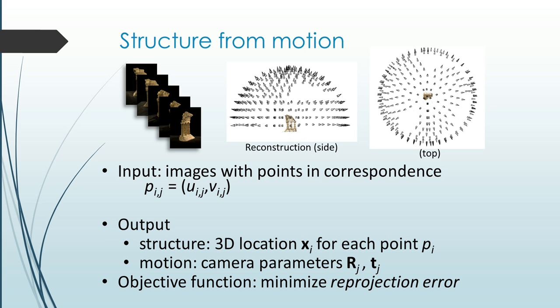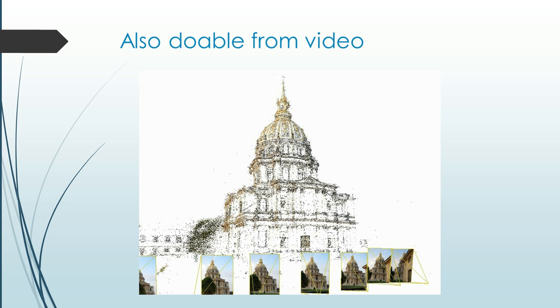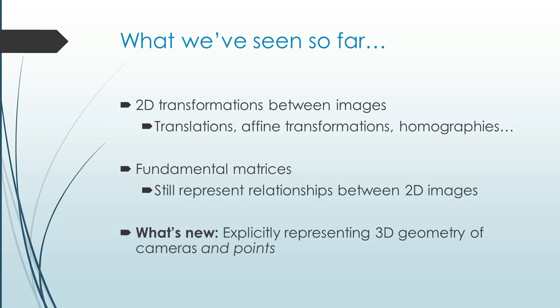So the objective is to minimize the projection error. We need to come up with the best solution to fit these point correspondences. So this is one particular example of how we can reconstruct a particular object from many images. So let's see how this is performed.